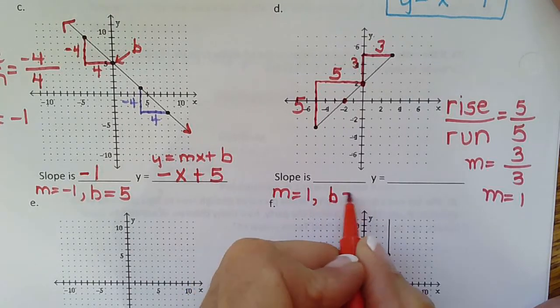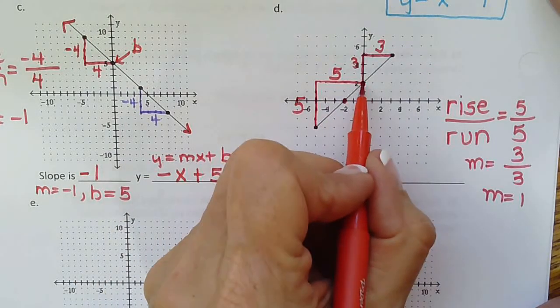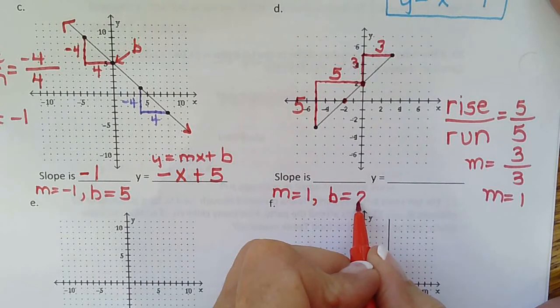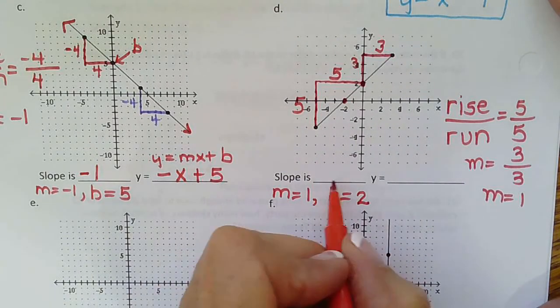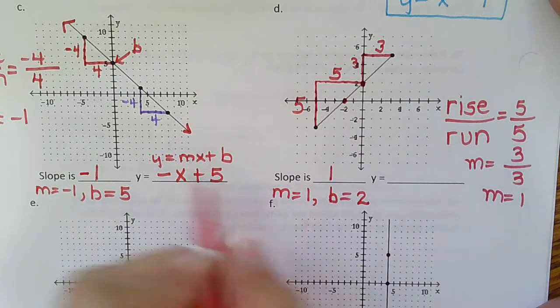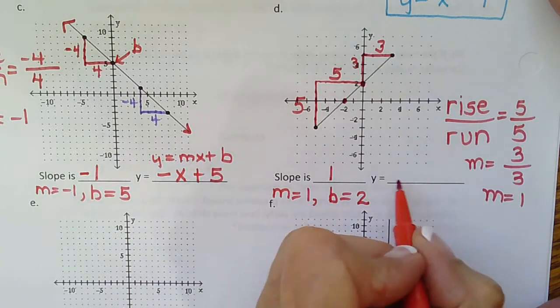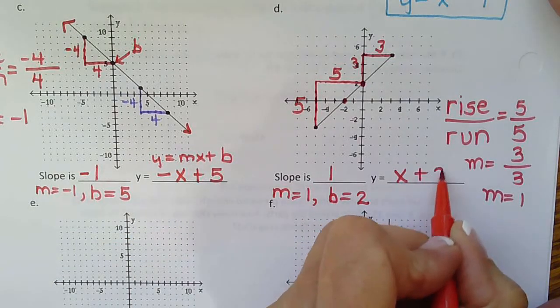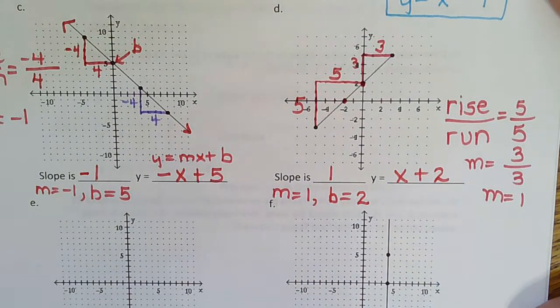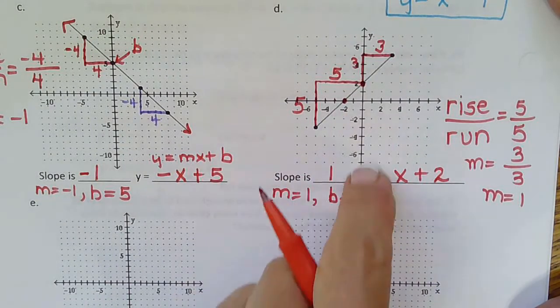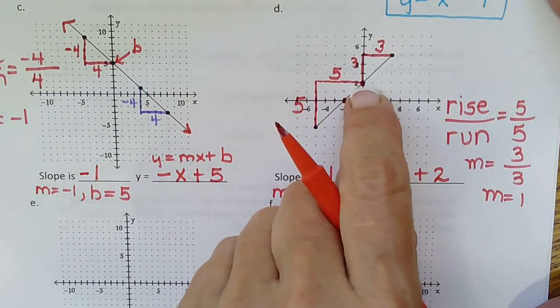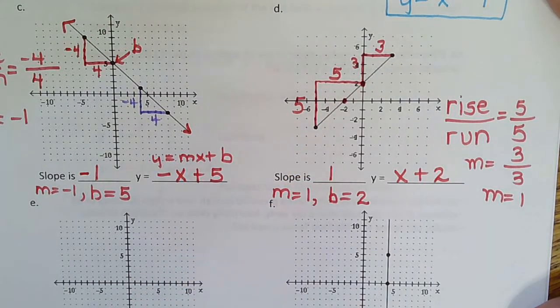b, or the y-intercept, crosses the y-axis at 2. So our slope is 1. So our equation, putting m in, 1x plus 2, or just x plus 2. y equals x plus 2. So b is always where it crosses the y-axis, and it crosses at (0, 2). We just pick the y-coordinate.